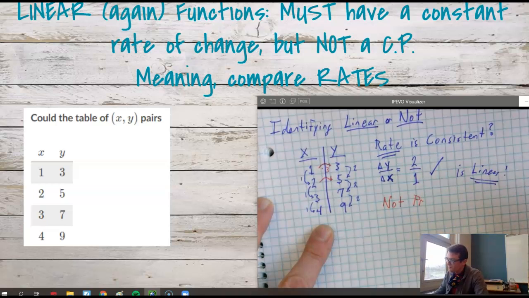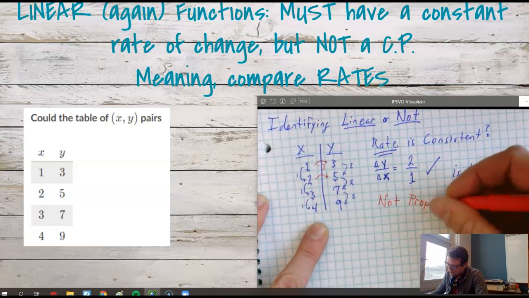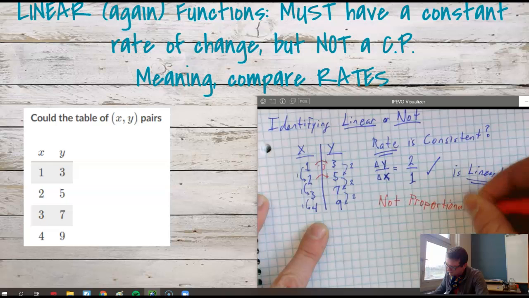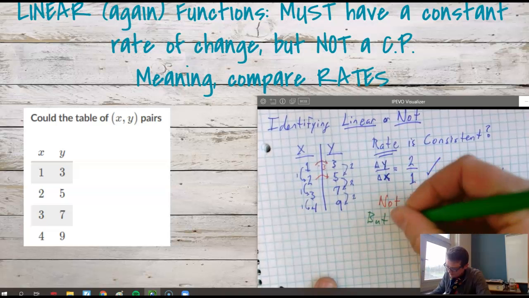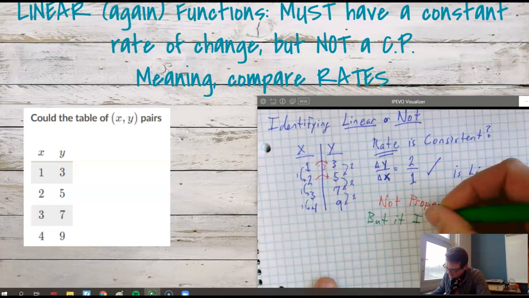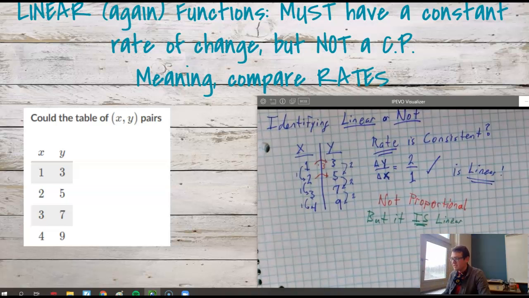Ooh, anyone want to finish my sentence? Proportional. Yeah, it's not proportional. But it is linear. So you can be non-proportional, but still be linear.